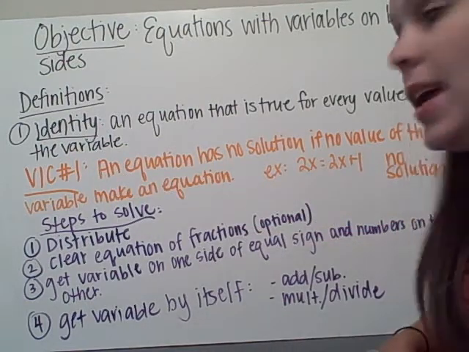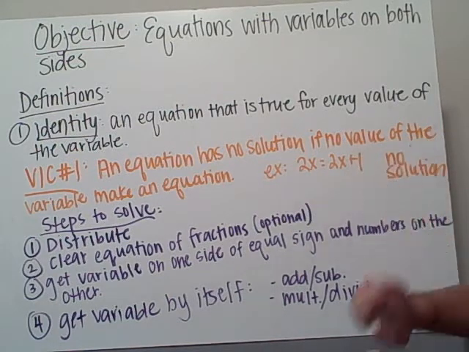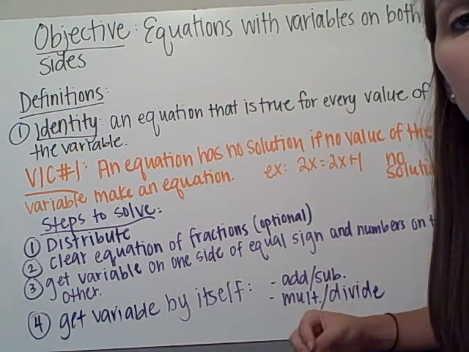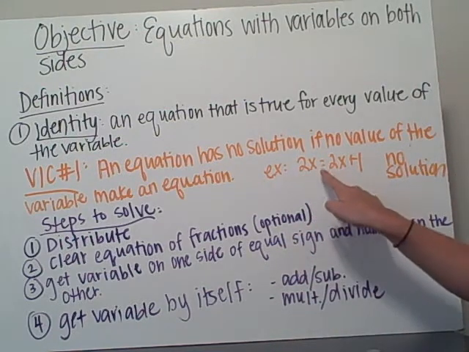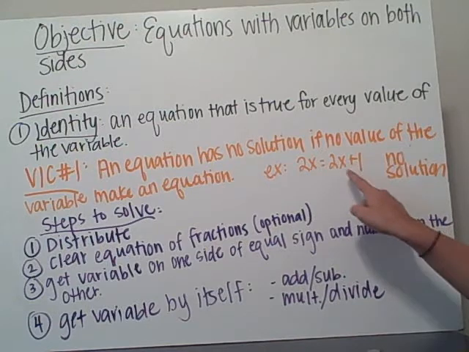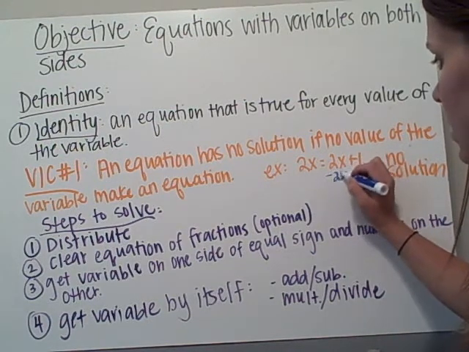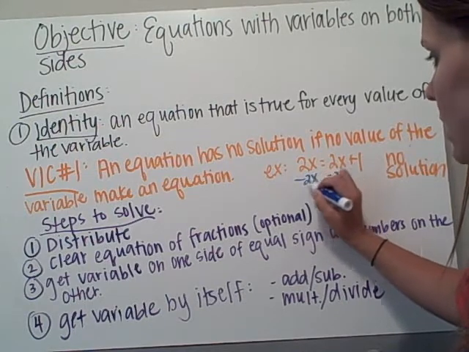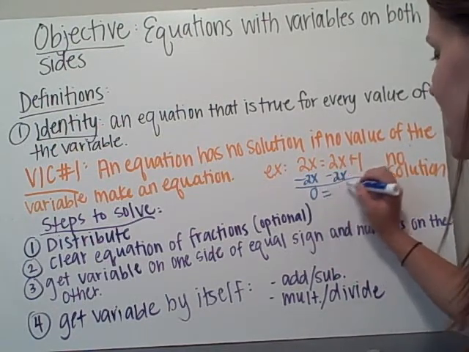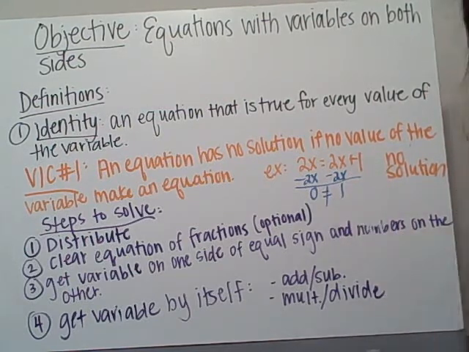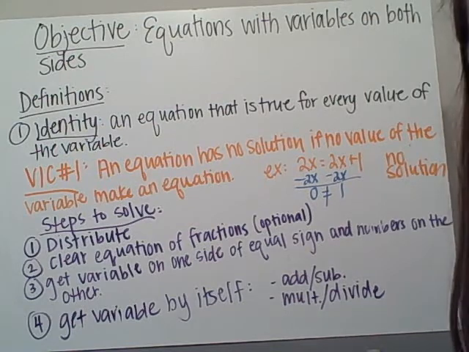An equation has no solution if no value of the variable will make the equation true. So for example, 2x equals 2x plus 1. If we were to solve this, we're going to subtract 2x on both sides. Well, 2x minus 2x gives me 0, and 0 does not equal 1. That statement is not true, therefore it is no solution.